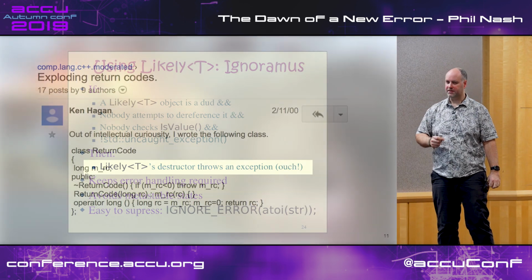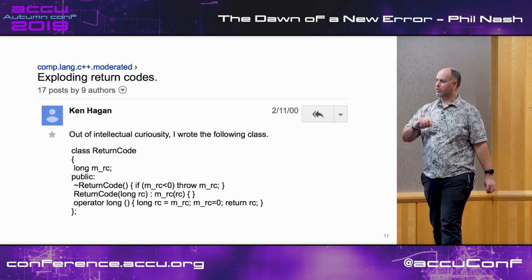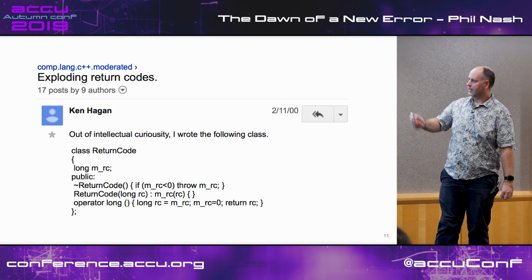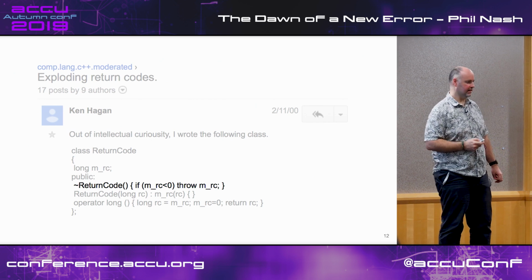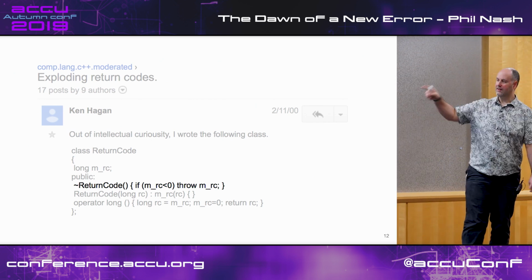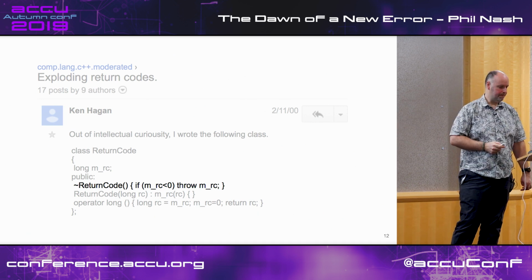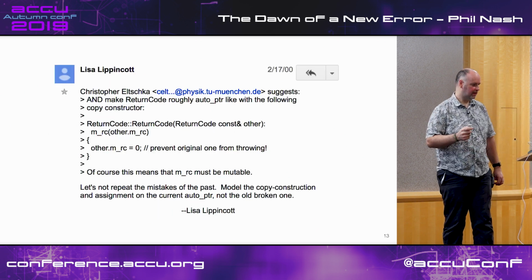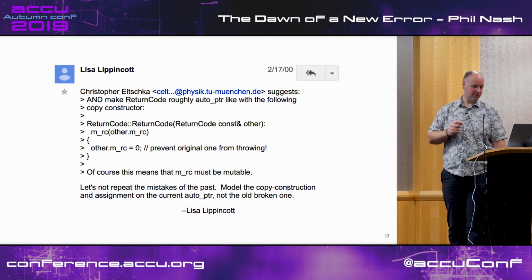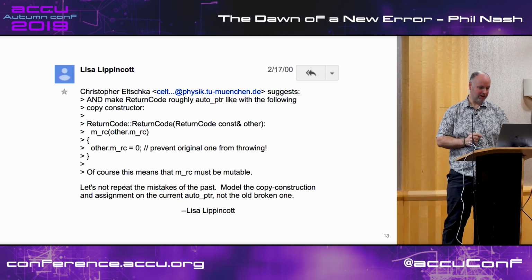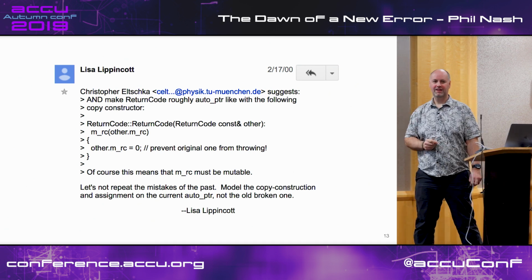And even that wasn't the first time this came up. I actually tracked it down to a post on C++ lang moderated from 2000, from Ken Hagen. He proposed this thing. Again, the important bit is the destructor throwing if you haven't checked it. And even then, there was talk in that discussion thread about earlier work, particularly by Lisa Lippincott and James Cairns. And I like this comment from Lisa in the same thread: "Let's not repeat the mistakes of the past. Model the copy construction and assignment on the current auto pointer, not the old broken one." Completely different time, isn't it?